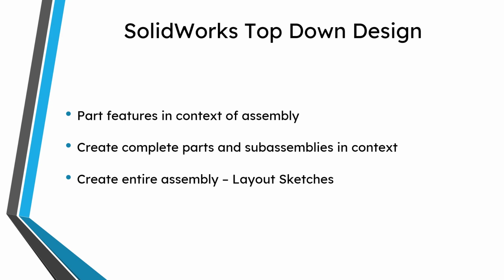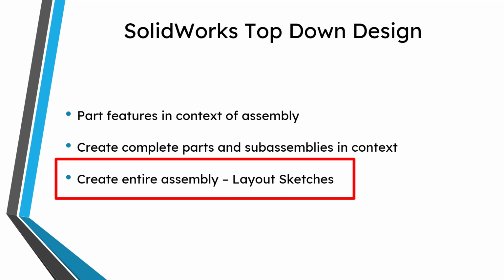Let's continue on with our discussion of top-down design in SolidWorks compared to Creo Parametric. In the previous video, we covered the methods in the first two bullets here, where you create part features in the context of an assembly, or you can create complete parts and subassemblies in the context of an assembly. In this video, we will take a look at the methods for the third bullet, where we are going to use something called layout sketches.